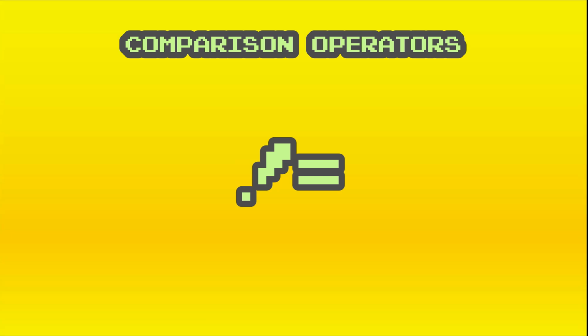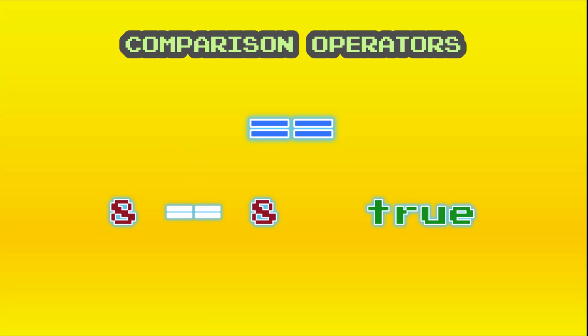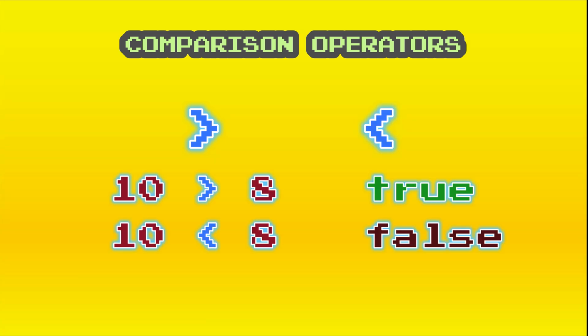First, let's talk about comparison operators. Comparison operators let you compare values and return true or false. JavaScript has many comparison operators, but for now we will examine only 3. The equal operator compares two values and returns true or false. For example, if 8 is equal to 8, it returns true. If 6 is equal to 8, it returns false. The greater than and the less than operators compare two values, like we know in mathematics, and return true or false.